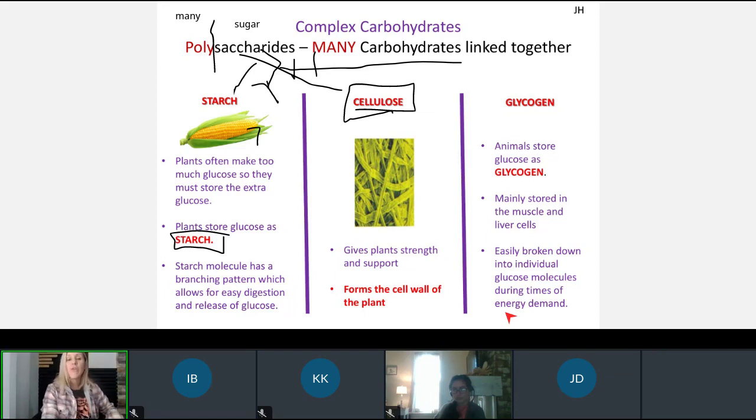Awesome. So our last form of complex carbohydrates is called glycogen. It is a polysaccharide, and animals like us store glucose as glycogen. We store that in the muscle cells and in our liver cells.